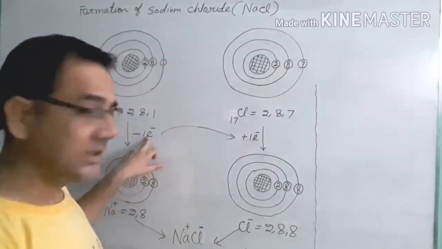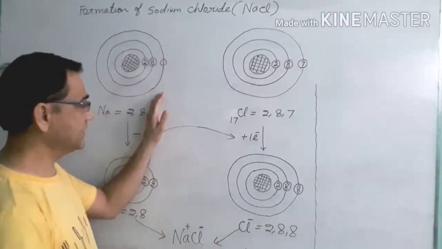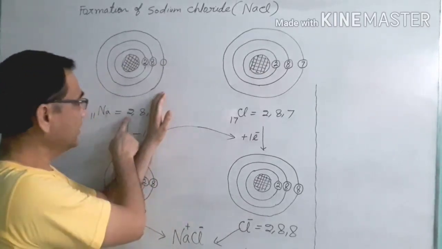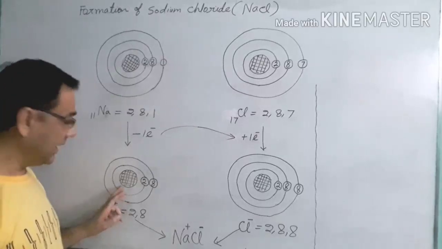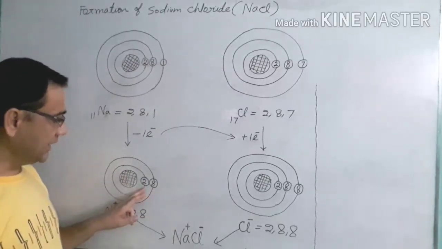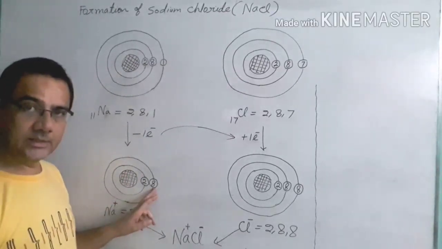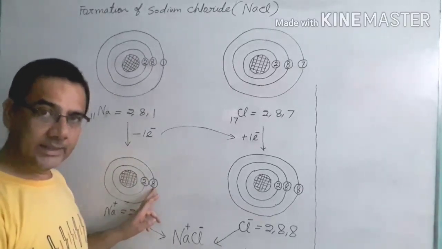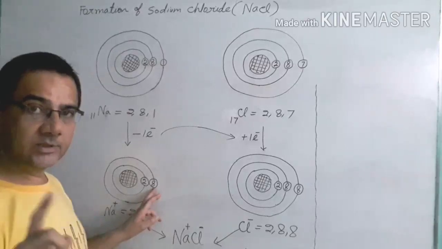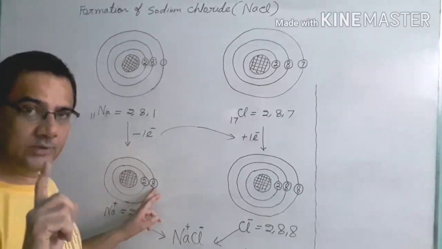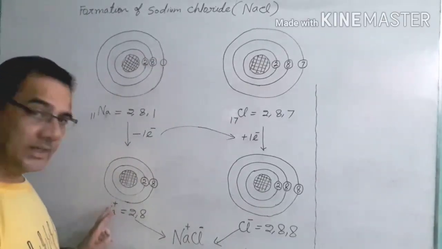And after losing this 1 electron, this shell disappears, and the configuration becomes 2 and 8. And you see the atom now has become an ion. This is the nucleus, first shell 2 and the second shell 8. Now it has acquired 8 electrons in the outermost shell. It has become an ion because it has lost 1 electron. After losing 1 electron, it forms the ion, that is Na+.